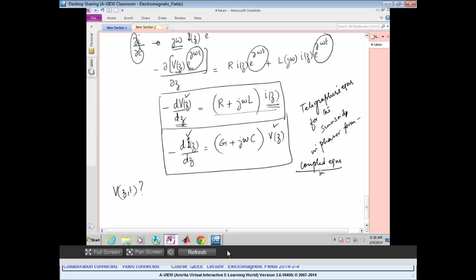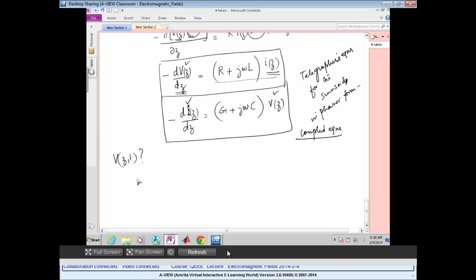You want an independent equation for voltage and an independent equation for current, so that you can figure them out independently. And the way to decouple them is the following. You take one more differential of this equation, you differentiate this equation with respect to position. So what I will end up with, one more differential of dV by dz, is minus d square V by dz square.